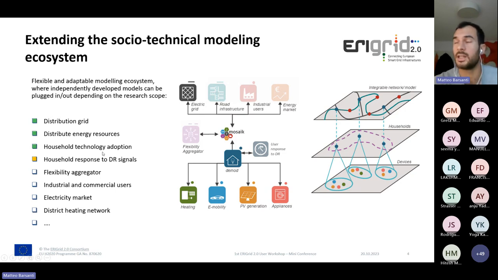We also investigated consumer behavior in terms of adoption of different technologies. Part of it was to develop a tool for simulating the response to different demand response signals. So this is a work in progress. But at the same time, we realized that in order to assess the flexibility potential of the residential sector, we also need a tool that can aggregate and coordinate the flexibility that comes from the residential sector.